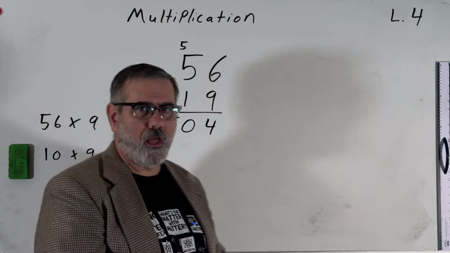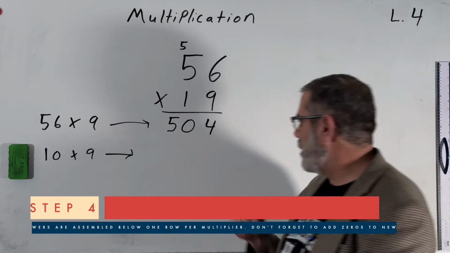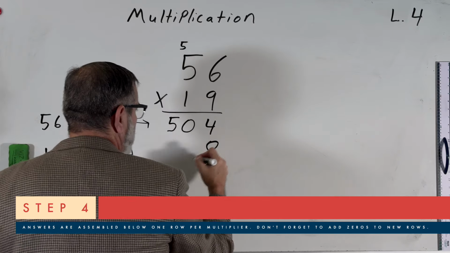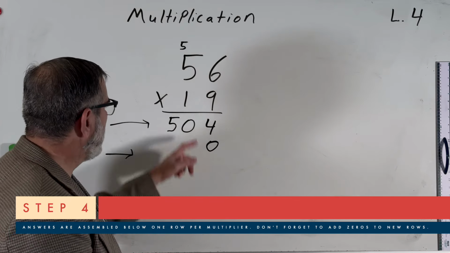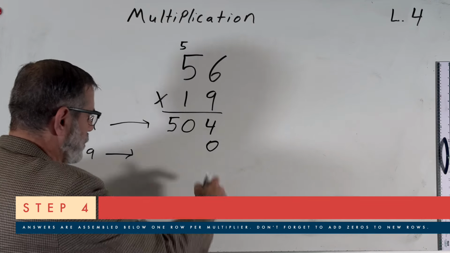And not 1 times 9. So what we have to do is add a 0 right here, because we're not working in the ones place, because we're multiplying everything in the top row by 10, okay? So that's the reason for the 0 here.